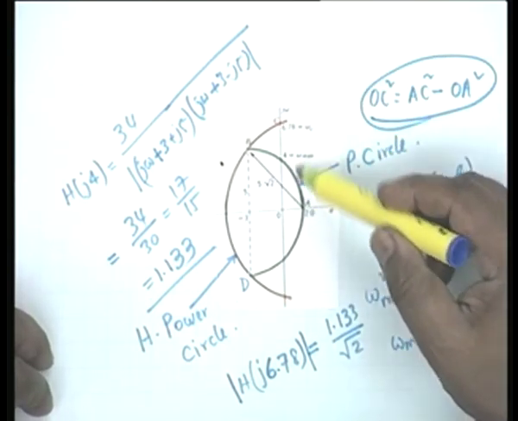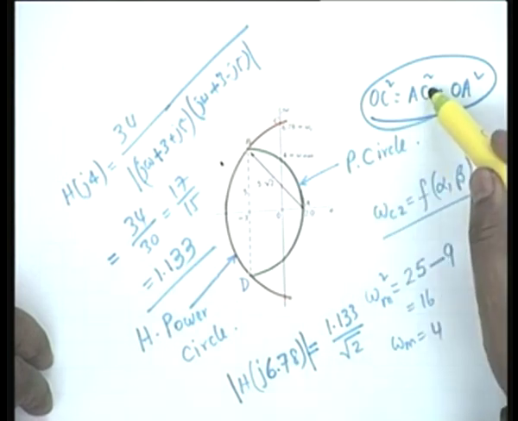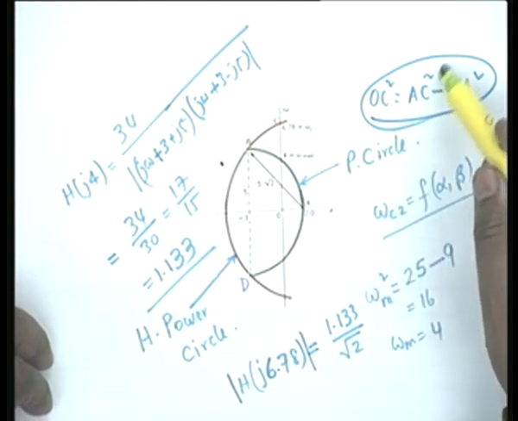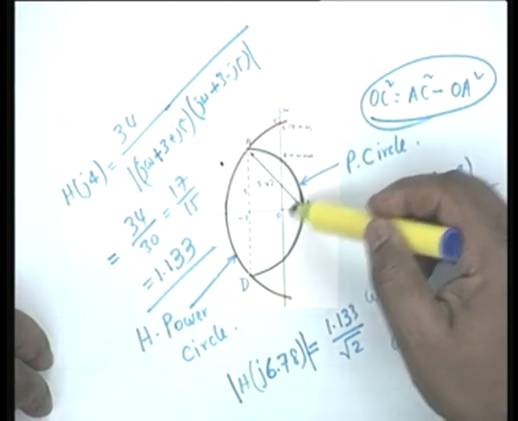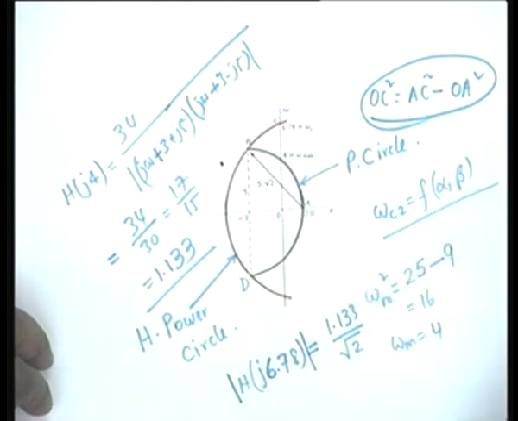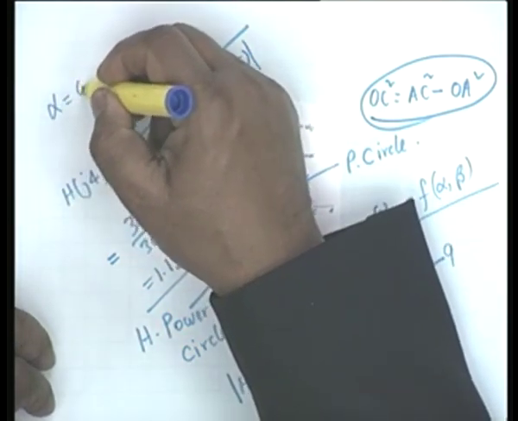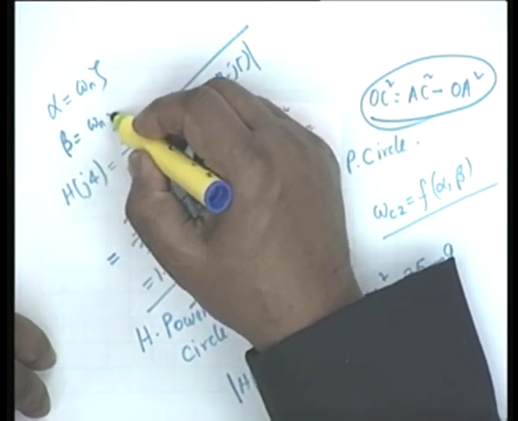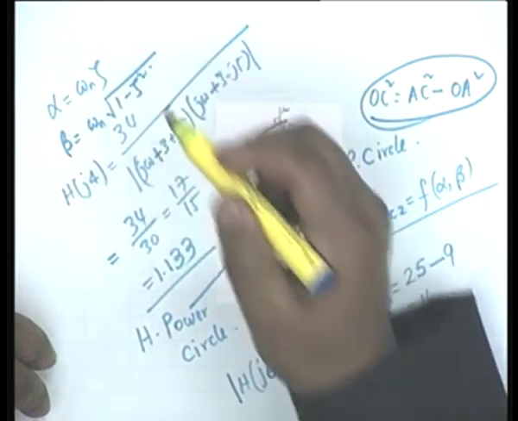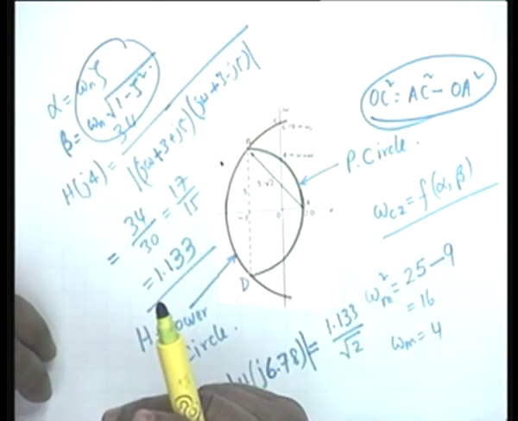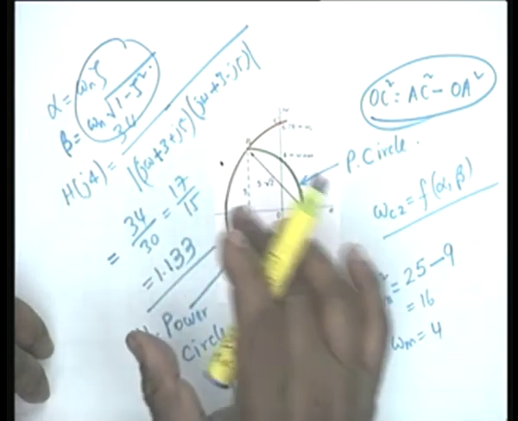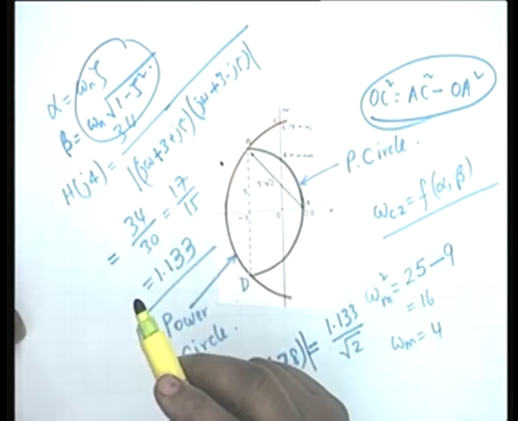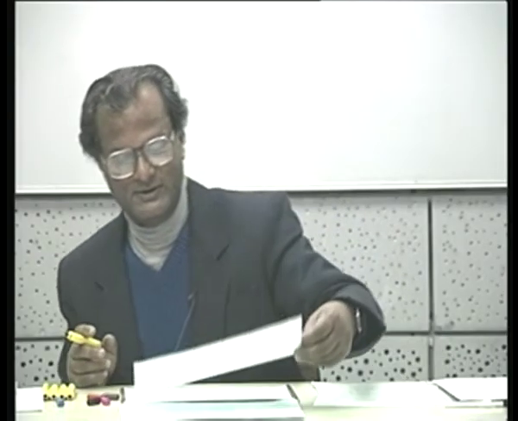You see, OC squared is AC squared, which is obviously 2 beta squared, and OA squared is beta minus alpha whole squared, and therefore you can find out in terms of beta and alpha and substitute alpha as equal to omega n times zeta and beta as equal to omega n times square root of 1 minus zeta square to obtain the expression in terms of omega n and zeta. It may be helpful to have this expression also ready. Okay, we stop here today, we continue on the next Tuesday.